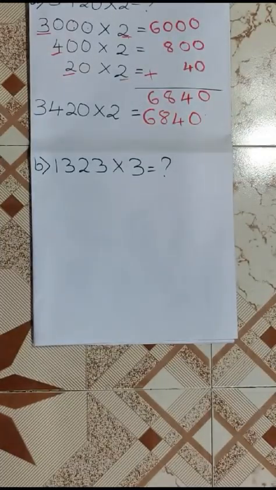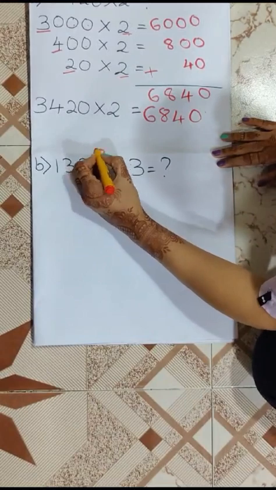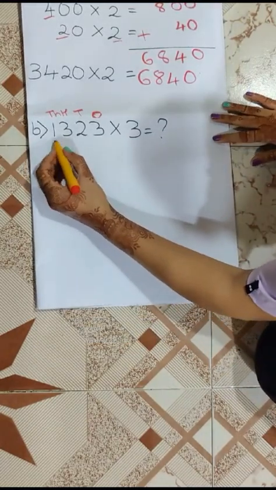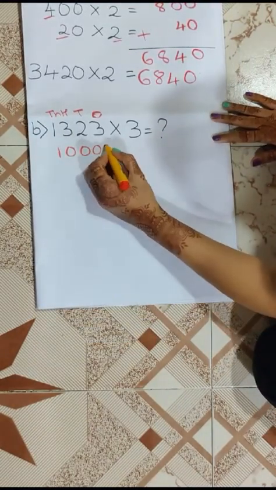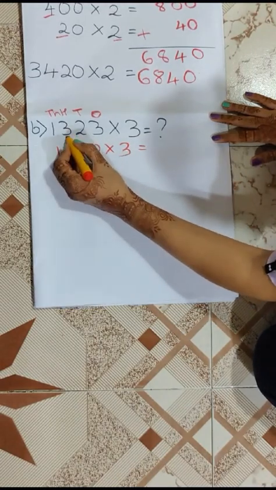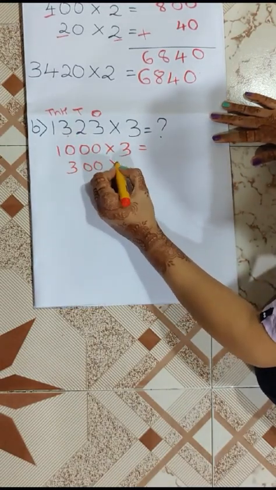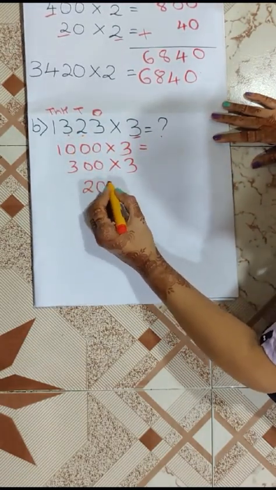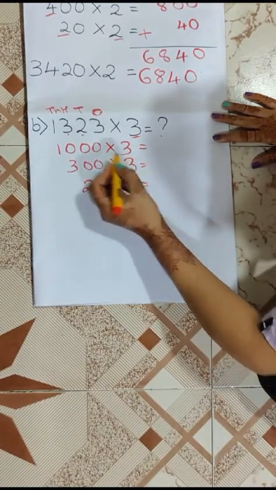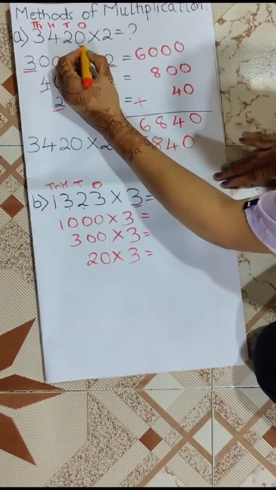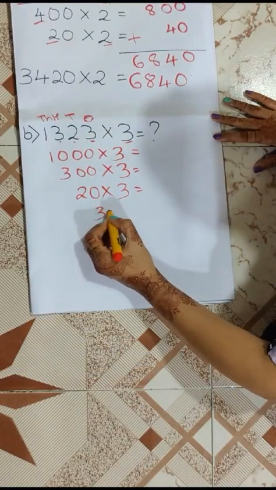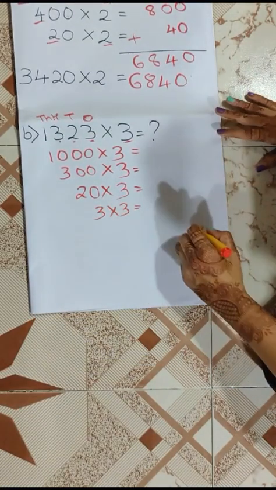The second example is 1323. Therefore, I will again do my placing: ones, tens, hundreds, and thousands. In this case, I am going to take 1000 times 3. Then I have my 300 times 3, since I am multiplying with this one. Then I have my 20 times 3. As we see, in the previous example we had 0 here. In this example, we have 3. Therefore, 3 times 3 is what we are going to solve.